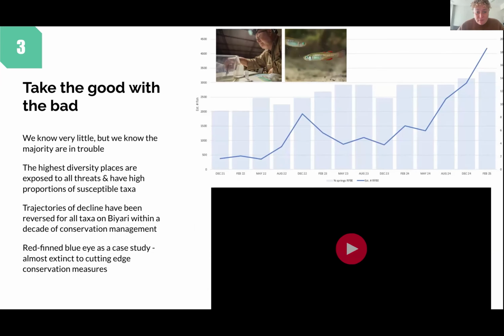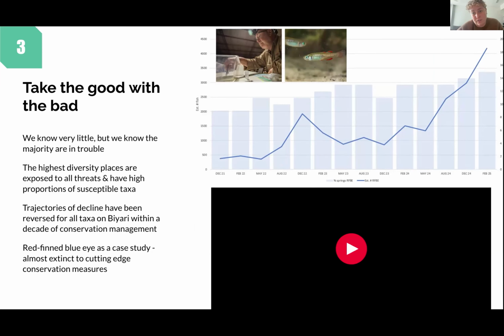But I didn't want to end on a bad note. So I think another beautiful thing about working at Biari is that we work with the red-finned blue eye. It's the most famous of the GAB springs assemblage. It gets the most media attention. And that's because it's a real Aussie battler kind of story.